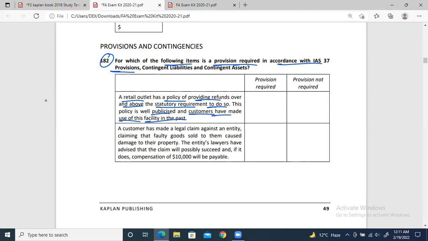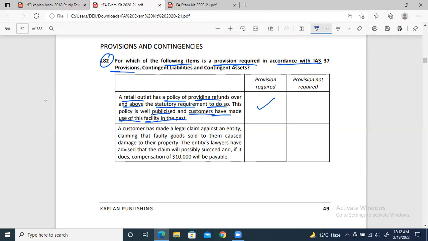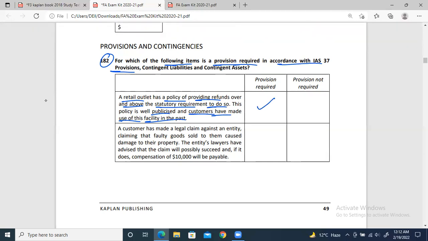So second thing that we studied is that it's creating a valid expectation in everyone's mind, right? Even if they're not legally doing right, they have to just maintain the business relationship with the customers. So that's why in this case there is a constructive obligation. So therefore provision in this case will be required, because even though legally we are not obliged, but constructively, yes, we are obliged to the customers. So provision will be required.